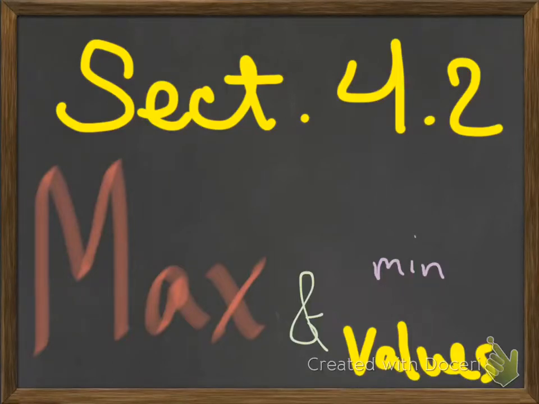So here's a video reviewing section 4.2 by request. And section 4.2 is about maximum and minimum values. And this is where we learn the definitions of absolute max, min, and also relative max and min.